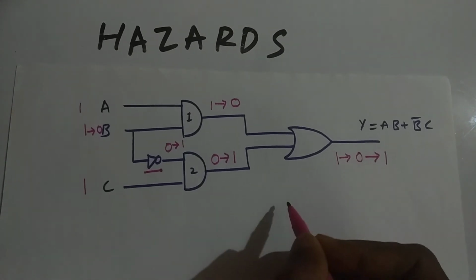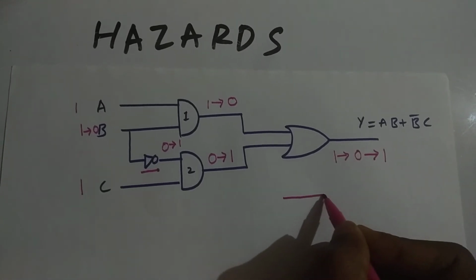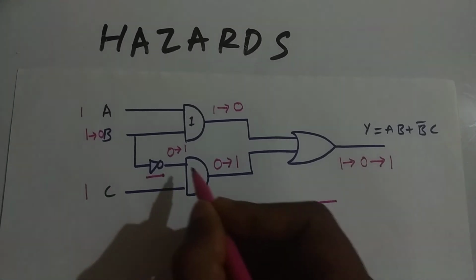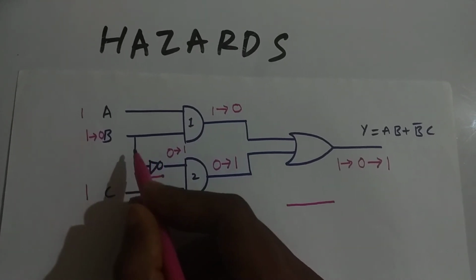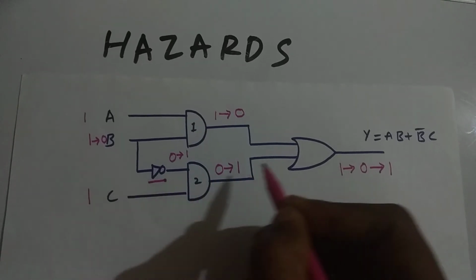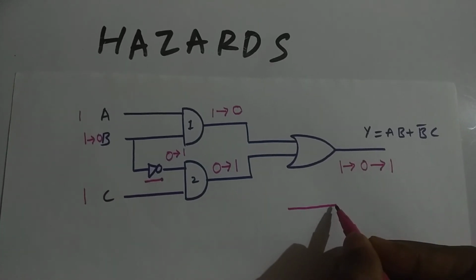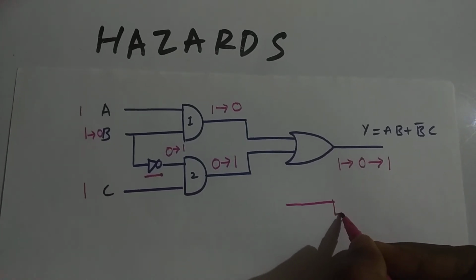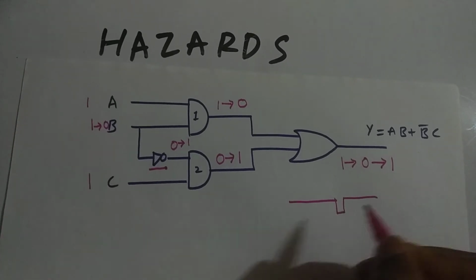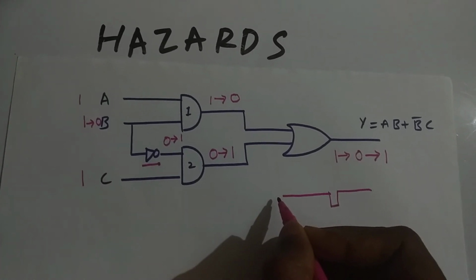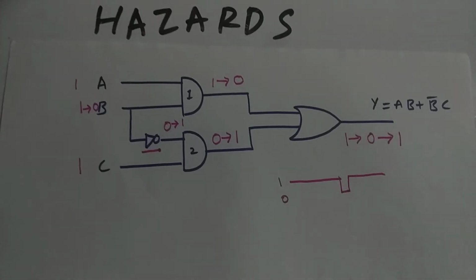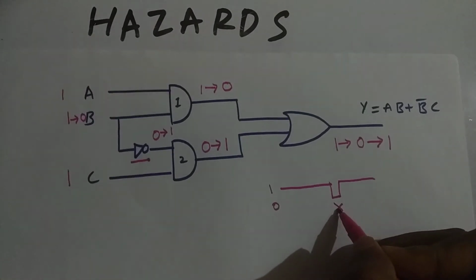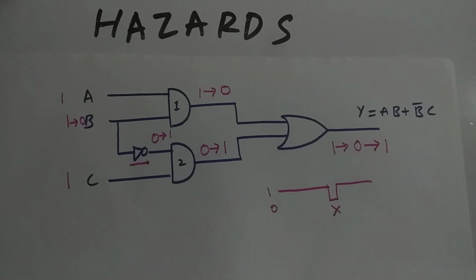So the output should be 1 for us, but due to the more delayed path from B, C to Y, we are getting a glitch, which goes to 0 and then goes back to 1. So for a small amount of time, we are getting a glitch. So this is 1, this is 0. This is not required for us. So how can we eliminate it?